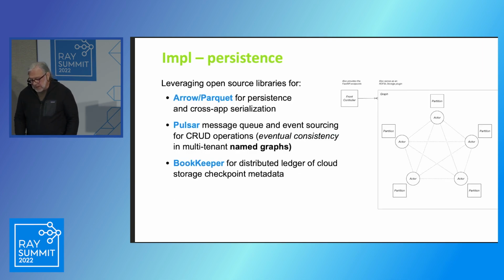And then at a lower level, we're making a lot of use out of Parquet and Arrow. We have a Pulsar message queue for all destructive operations coming in. And then we use BookKeeper as a distributed ledger for all the checkpoints to keep track of whatever's serialized. What this means is we can reconstruct any particular graph at any point in time by taking a Pulsar topic and then restoring a checkpoint and replaying the queue from that point.